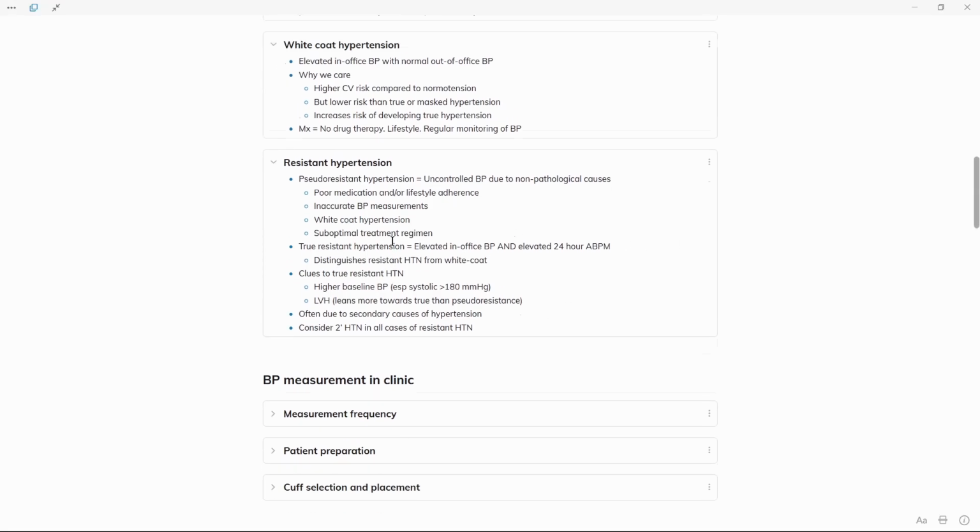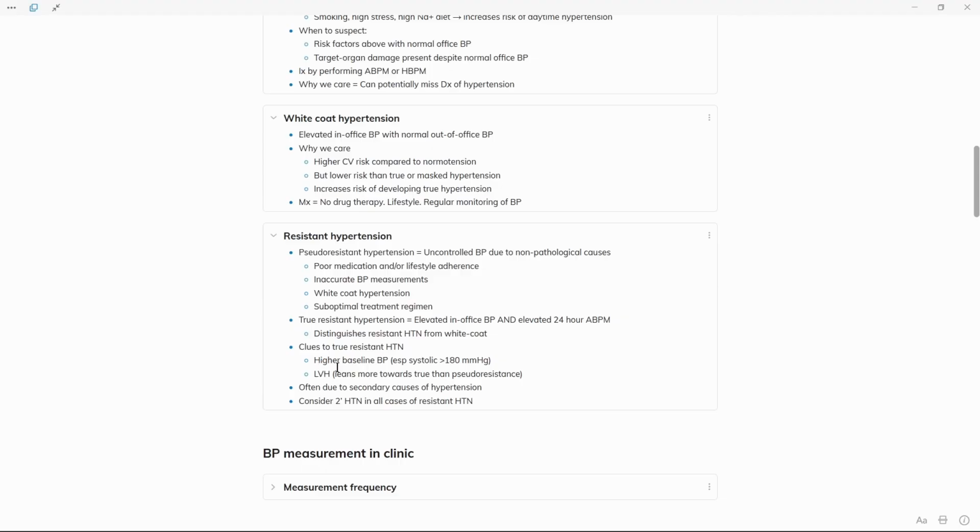The clues to true resistant hypertension is when the patient presents with a high baseline blood pressure, such as a systolic of above 180, or they have left ventricular hypertrophy, because then that's a marker of hypertensive target organ damage. So true resistant hypertension is often due to secondary causes of hypertension. So there is something else going on with the patient that is causing them to have hypertension, and unless you find out what that is and unless you treat it, the patient will have hypertension. And so in all cases of resistant hypertension, you need to consider secondary causes of hypertension.